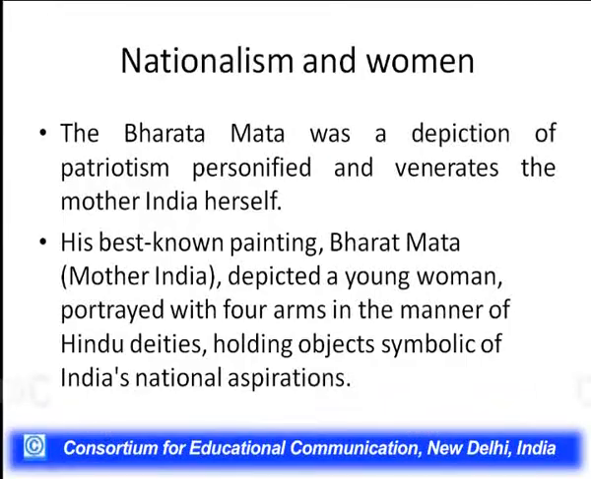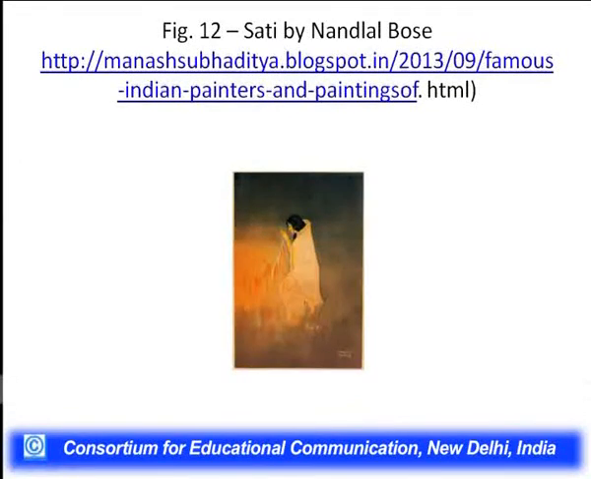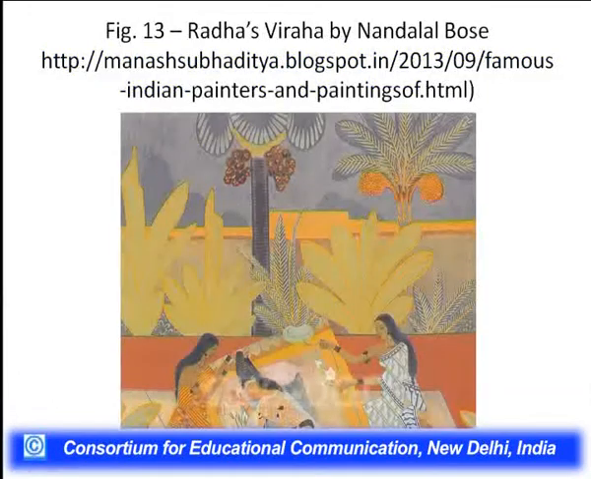At least this was the intention of Abanindranath Tagore, and his best known painting, Bharat Mata, depicted a young woman portrayed with four arms in the manner of Hindu deities, holding objects that were symbolic of India's national aspirations. Now, another painting of this genre is Sati by Nandlal Bose. Again, a very different kind of portrayal, where a woman is not shown as jumping or as being followed by a crowd or a mob or as being venerated, but she is shown as a lone image who is in a dream-like state.